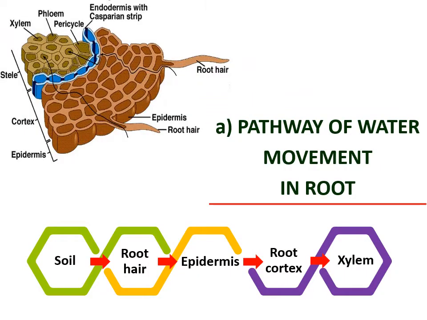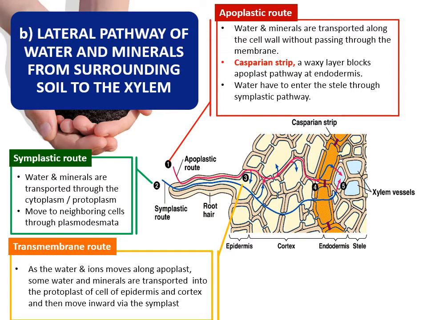Water and minerals from the soil enter the plant through the root hairs, which is part of the epidermis of roots, cross the root cortex, endodermis, and finally pass into the xylem in the vascular cylinder. Due to water potential gradient between root hair cells and soil, water from the soil diffuses into root hair cells by osmosis. There are three main lateral routes or pathways of water and minerals from surrounding soil to the xylem.